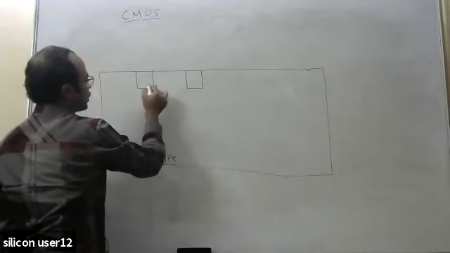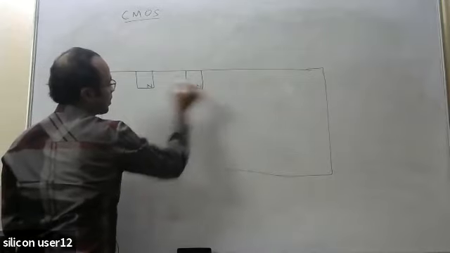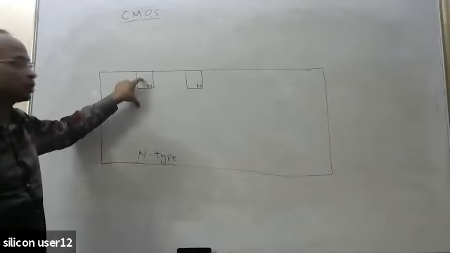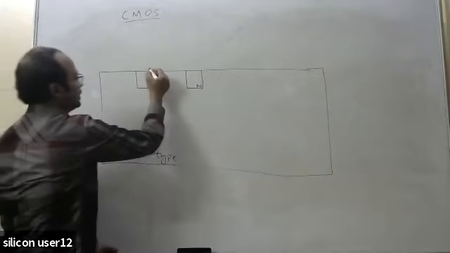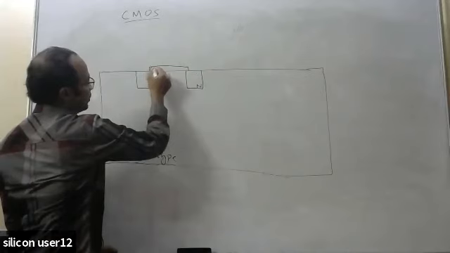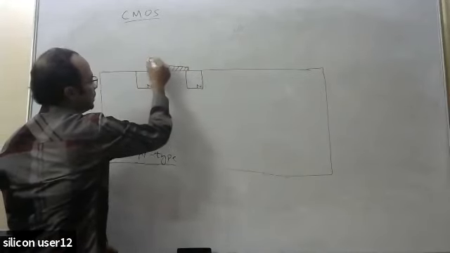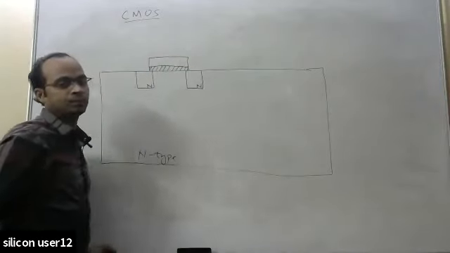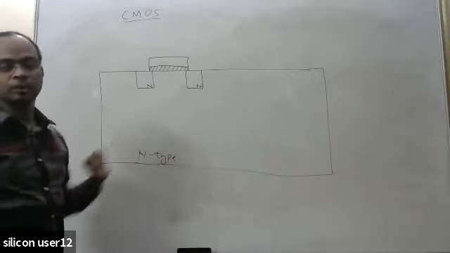So these regions are converted to P type. Let us say this will act as the source, this will act as the drain, and here the channel will be formed. Above it you have an insulating region, which is SiO2, and above it you have the gate region. So this is basically the PMOS.